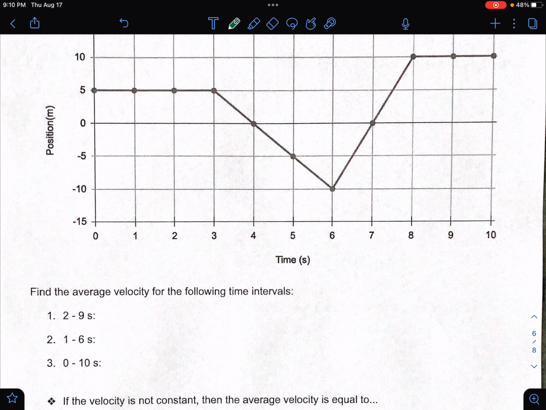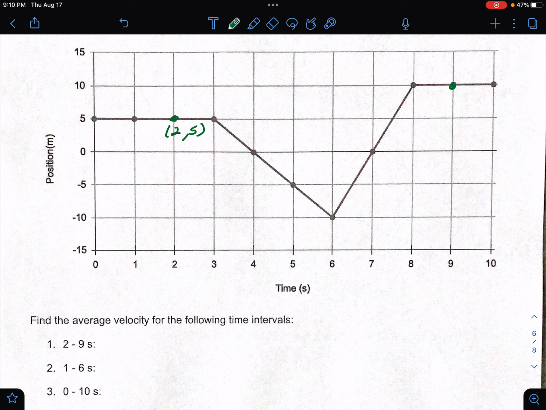Now I want to find the average velocity of the following time intervals, 2 to 9 seconds. So 2 is right here. Okay, so my point right there is going to be 2, 5. And 9 seconds is right there, so that's going to be 9, 10. Okay, so we're going to do our y2 minus y1, so that's going to be 10 minus 5, over x2 minus x1, so 9 minus 2. That's going to give me 5 over 7.